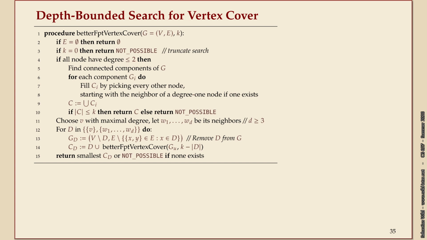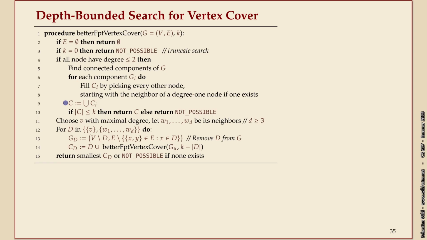So here's a simple algorithm just based on that idea. It's almost the same algorithm as before, just with an added part here. So it's the same kind of depth-bounded search idea. We have a graph and we have a parameter k. How many vertices can we still pick? If the graph has become empty, then we can just return the empty set. That's a vertex cover, and it's a minimal one. If k is 0, but we are not in the empty case, then there's nothing we can do. We cannot cover the remaining edges.